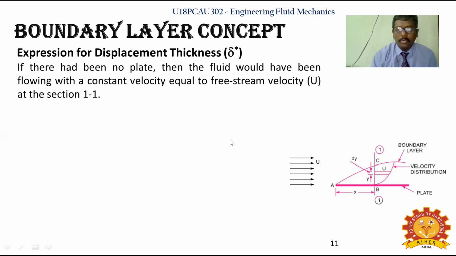Now proceeding further, if there had been no plate, what will happen? We will not have any variation of velocity. We will have a constant free stream velocity. If there is no plate, there is only a constant velocity. Because of the existing solid boundary, a shear stress acts, because it offers a resistance.